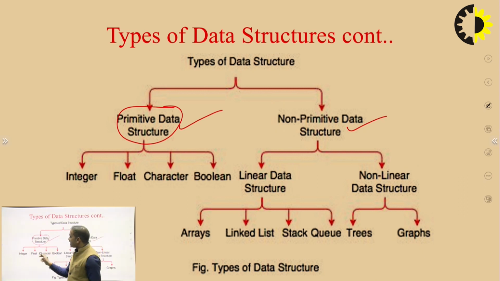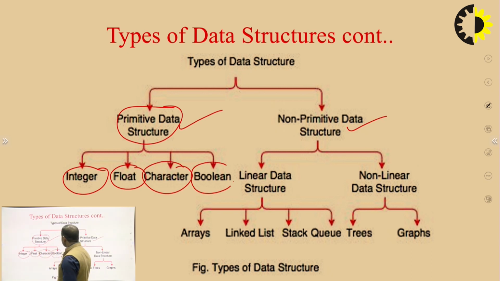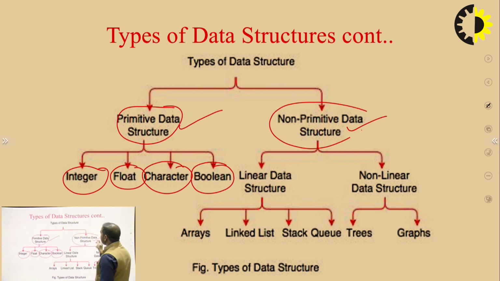The primitive data structures are integer, float, character, boolean. Such data structures are already defined in your compiler, so they are called primitive data structures. The second one is non-primitive data structure. A non-primitive data structure is classified into two parts, linear data structure as well as non-linear data structure. Non-primitive data structure is defined by using primitive data types. It is also called derived data structure, in which we use integer, float, character or boolean types.